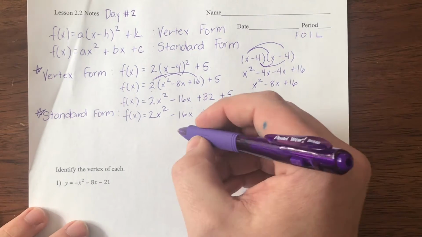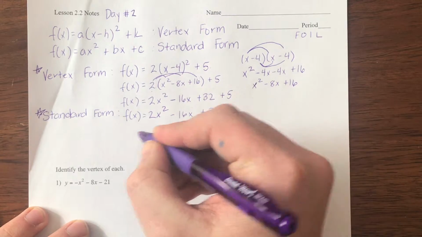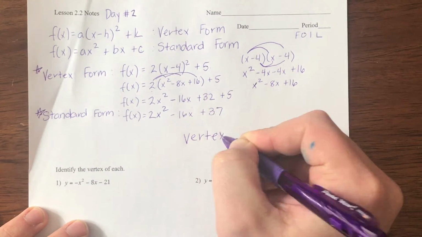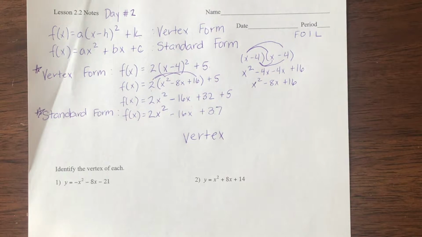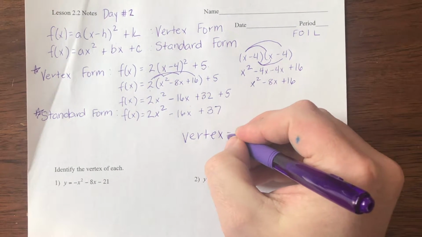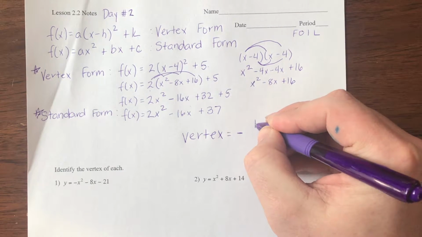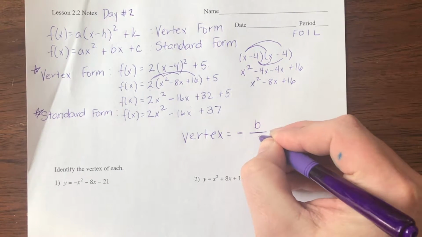But if you ever need to find the vertex of a quadratic in standard form, here it is: negative b over 2a.